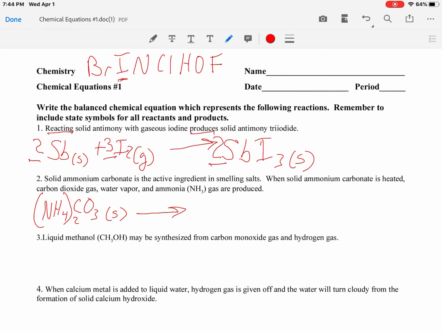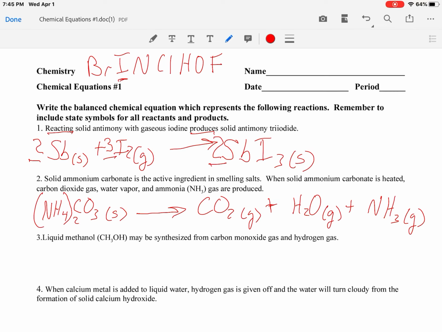Okay? On the product side, we've got carbon dioxide gas. Everybody knows that formula and state symbol. And water vapor. Remember that word vapor. Of course, we all know water is H2O, but that word vapor means gas, right? And also ammonia gas as well, NH3. Notice I gave you that formula because I wouldn't expect you to know the formula based on the name. That's one of those where the name doesn't really give you the formula. And that also is a gas.